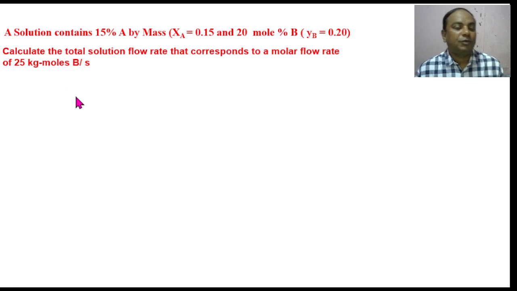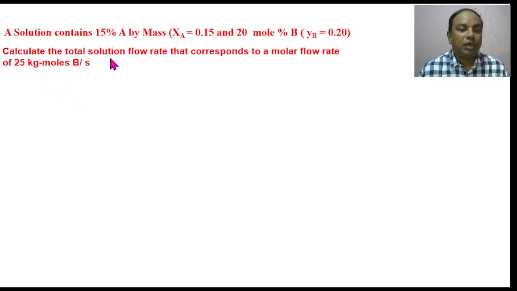What has been asked to find out? Calculate the total solution flow rate that corresponds to a molar flow rate of 25 kg moles of B per second. So the total solution flow rate has been asked. This total solution would carry 25 kg moles of B. Something different from what we have learned so far is being asked in this problem.